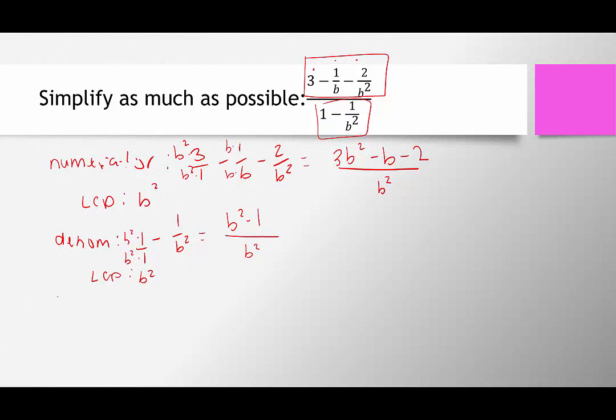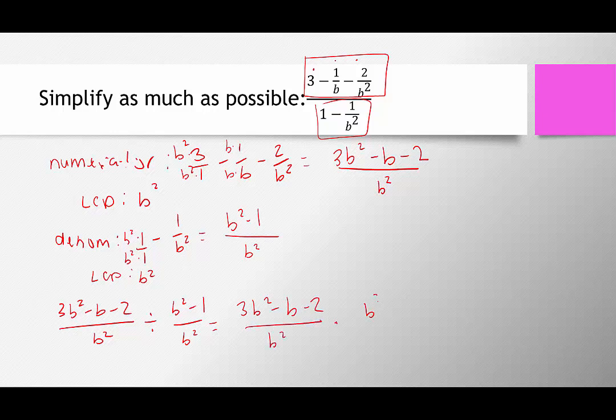So if you want to bring it all back together, you can. Just due to lack of space, I'm not going to. I'm going to go ahead and say this is (3b squared minus b minus 2) divided by b squared, divided by (b squared minus 1) over b squared. Now I can rewrite by using multiplication. That would be (3b squared minus b minus 2) over b squared times b squared over (b squared minus 1). That is a lot of b squareds.